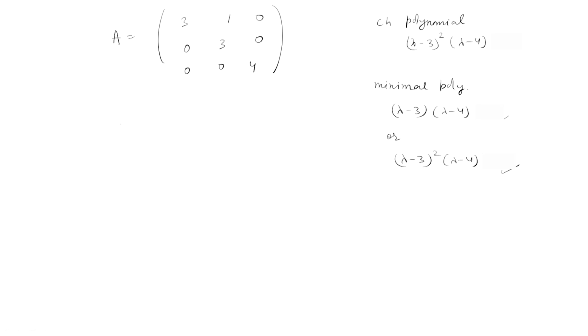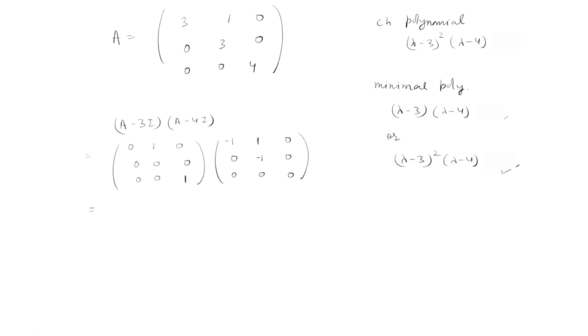So, we have to check basically (A minus 3I) into (A minus 4I). What is A minus 3I? It is 0, 1, 0; 0, 0, 0; 0, 0, 1. Because you are subtracting 3 from each diagonal element. And A minus 4I will be minus 1, 1, 0; 0, minus 1, 0; 0, 0, 0.